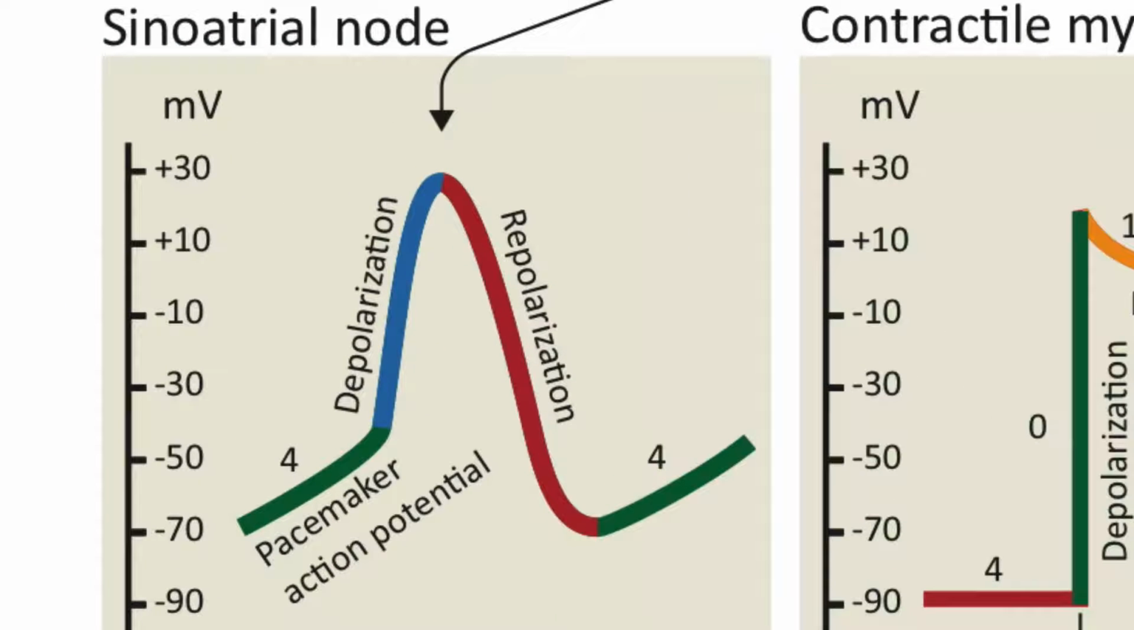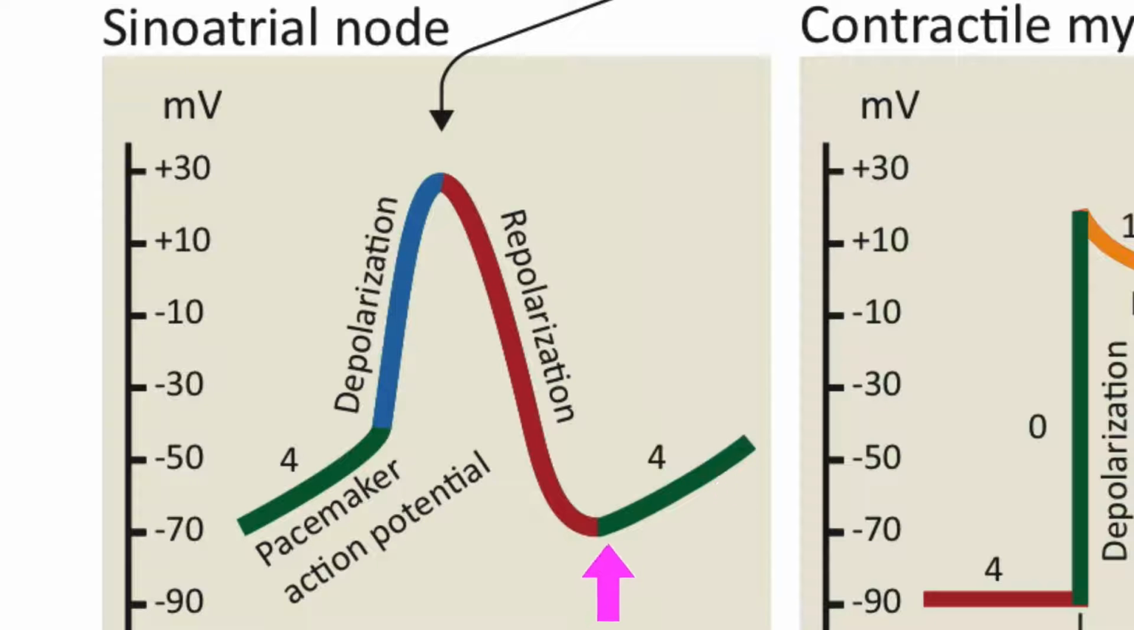If you look here, the cell becomes depolarized in the same way that the contractile cell becomes depolarized. And then the cell will repolarize. But as soon as the cell has repolarized, it will actually start to depolarize again slowly. And this is called a pacemaker potential.